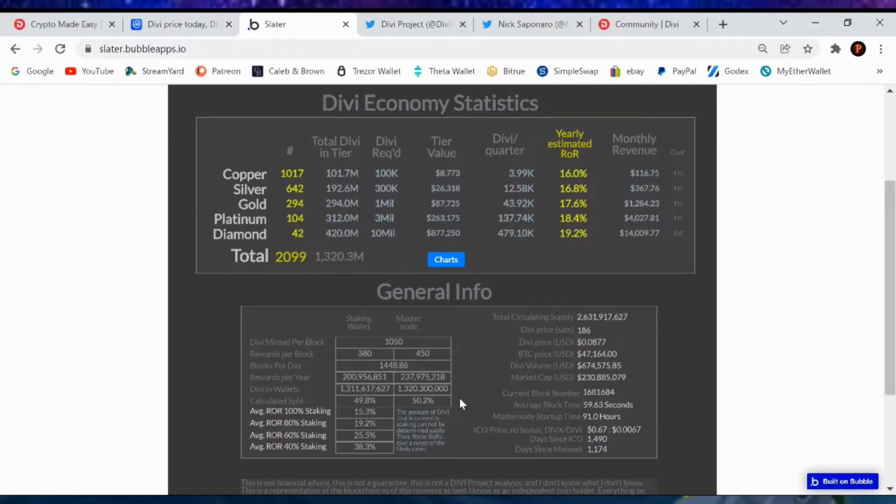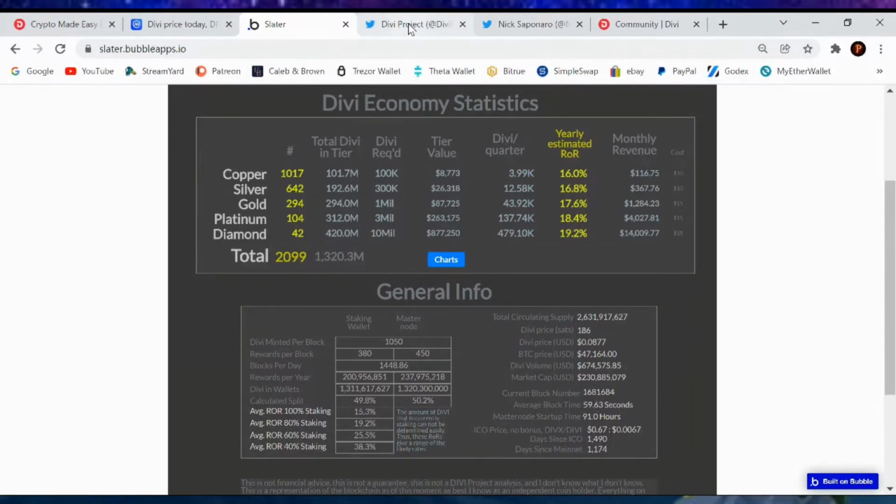So we have 50.2% of the total Divi supply being staked through masternodes. Now, masternodes just verify the network and verify all the transactions that go on it, and you're securing the Divi project network. So this is the masternode update and Divi price update.